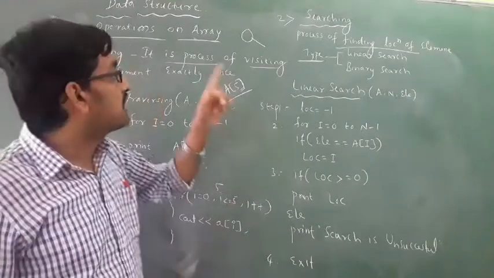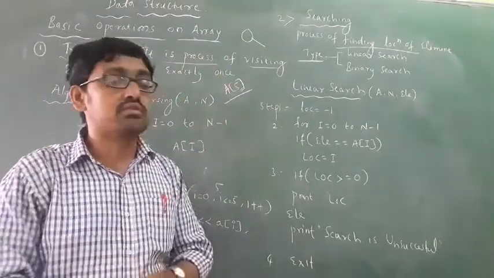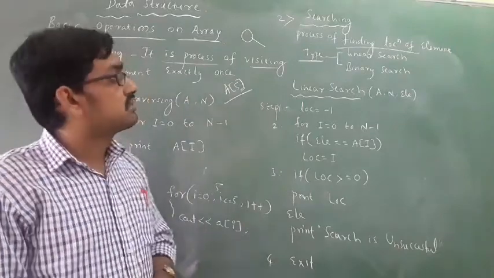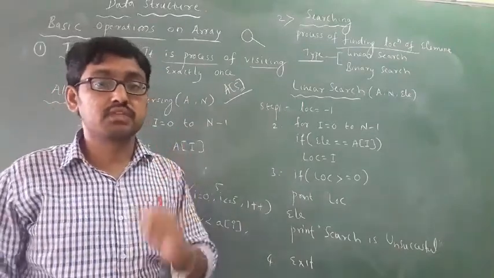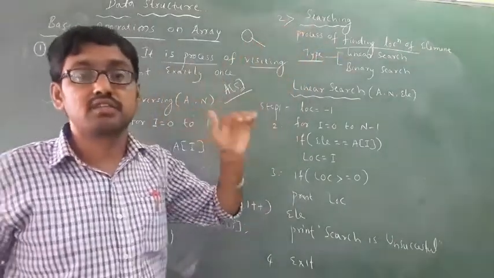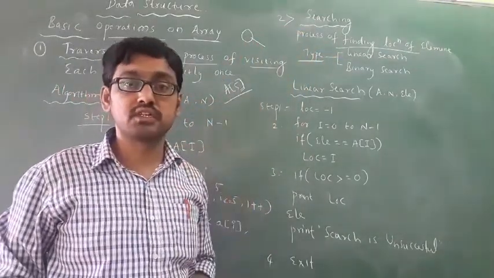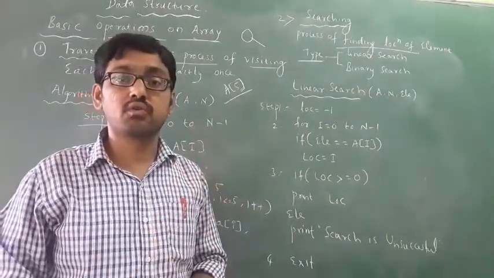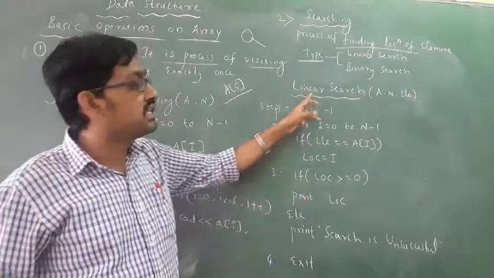Okay, see, what is searching? It is a process of finding the location of an element. That is called what? Searching. There are two types of searching we have. First one is linear search, second one is binary search. There are two types of searching, linear and binary search. You have to study them one by one. In that, first one is linear search.